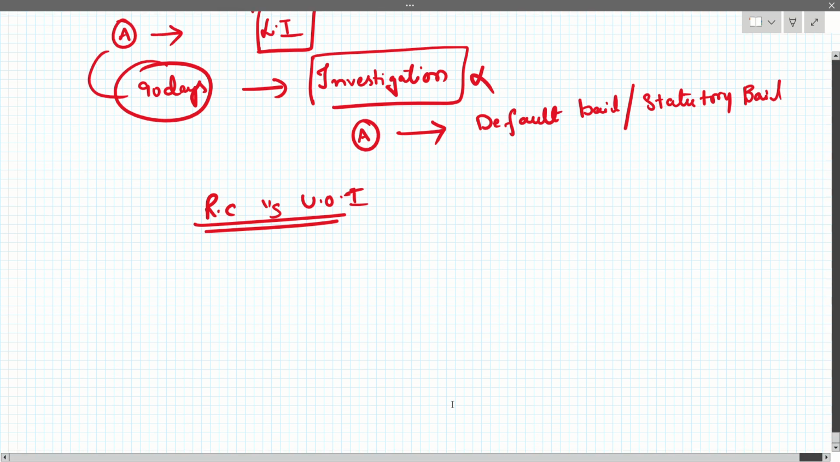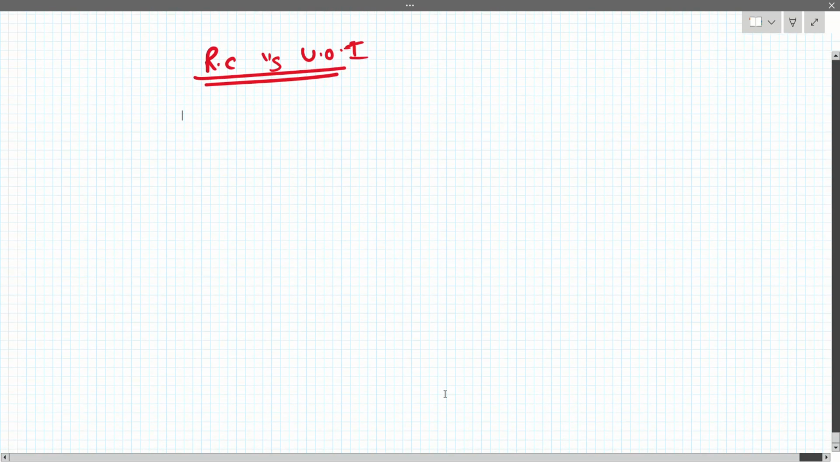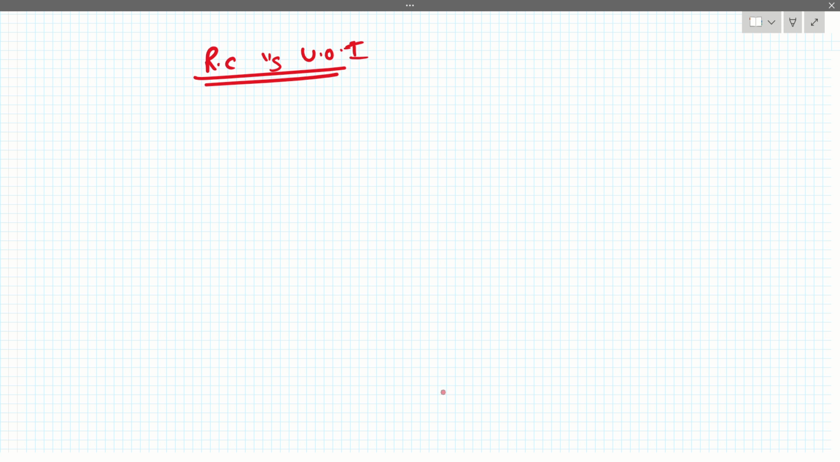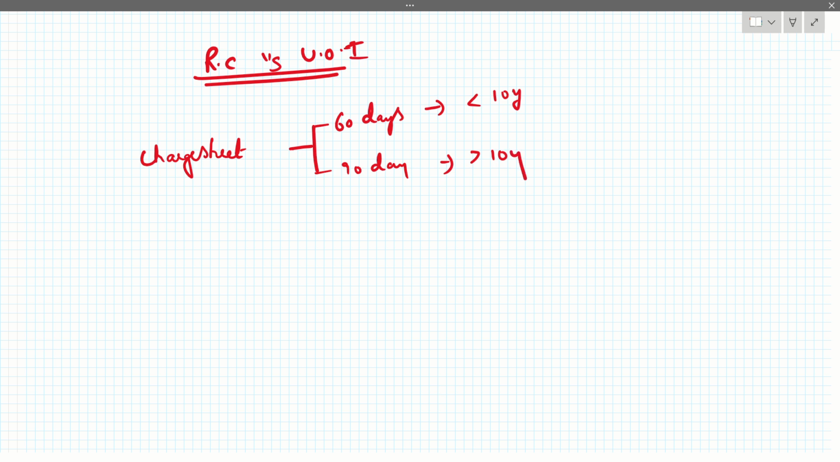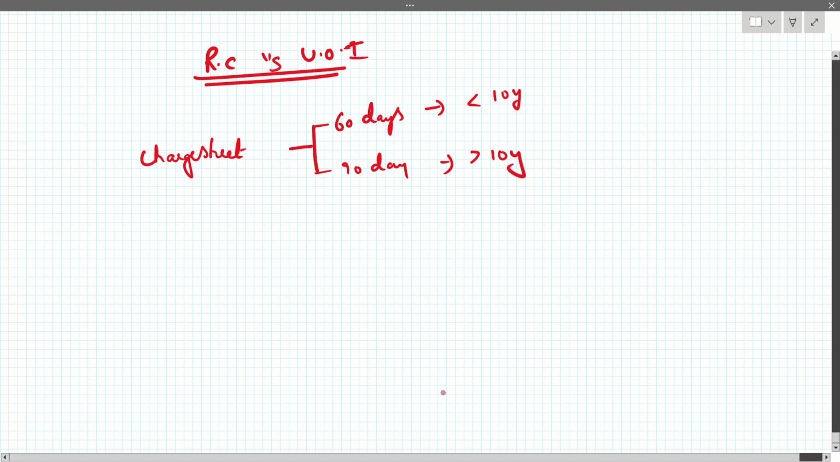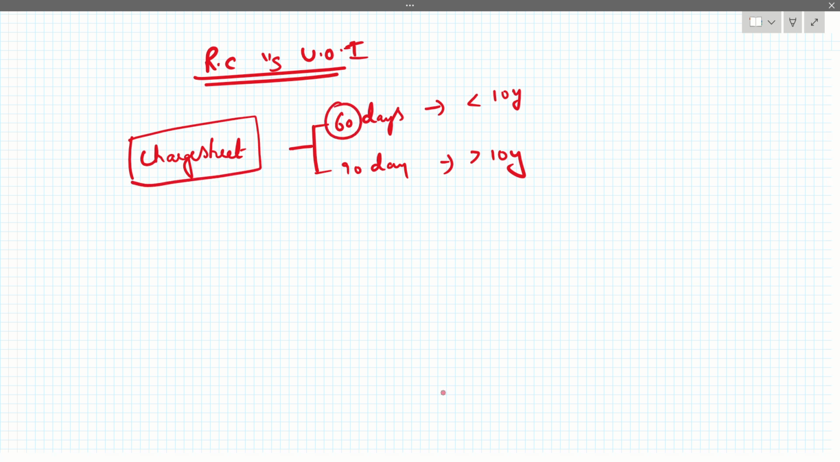As there is a concept of default bail, in order to circumvent this process, many of the investigating officers are filing the charge sheet within the prescribed period. That prescribed period is either 60 days where the punishment for the offense is below 10 years, and 90 days where the punishment is above 10 years. When investigating officers are doing that, within this period they are filing the charge sheet, but they are filing an incomplete charge sheet.